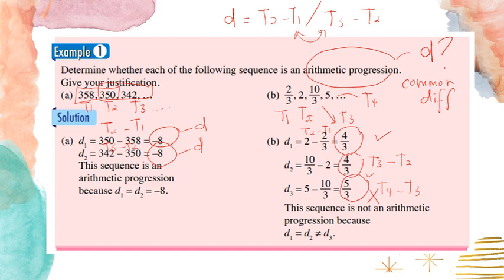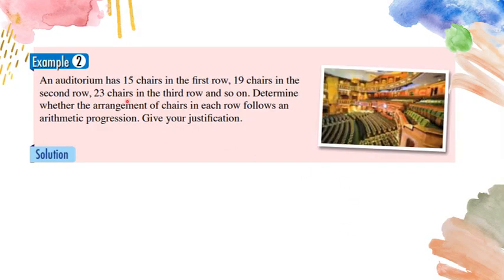So this sequence is not an arithmetic progression because D1 is equal to D2, but D2 is not equal to D3. So the sequence is not consistent. This sequence does not have a common difference, so that's why it cannot be an arithmetic progression. Okay, understand? Next, we move to example 2.